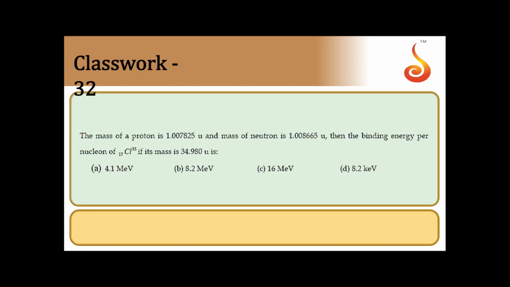We shall move on to next one. Mass of proton is 1.00727825 units and mass of neutron is 1.008665 unit. Then binding energy per nucleon of chlorine 35 if its mass is 34.980 unit is. So we need to find binding energy per nucleon for chlorine.